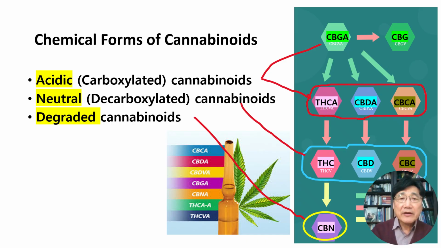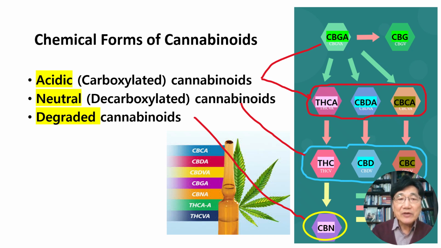There are three chemical forms of cannabinoids. Cannabinoids are produced in the form of acid. These acidic cannabinoids are carboxylated forms. They are mainly non- or less psychoactive. For example, THCA, CBDA, and CBCA.